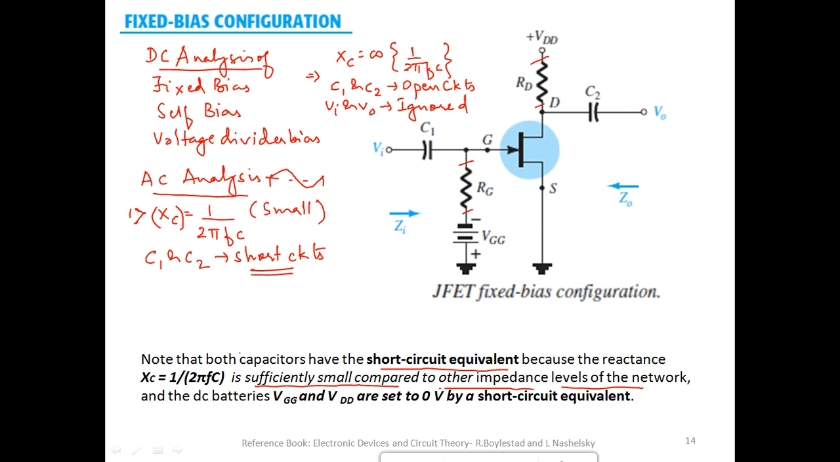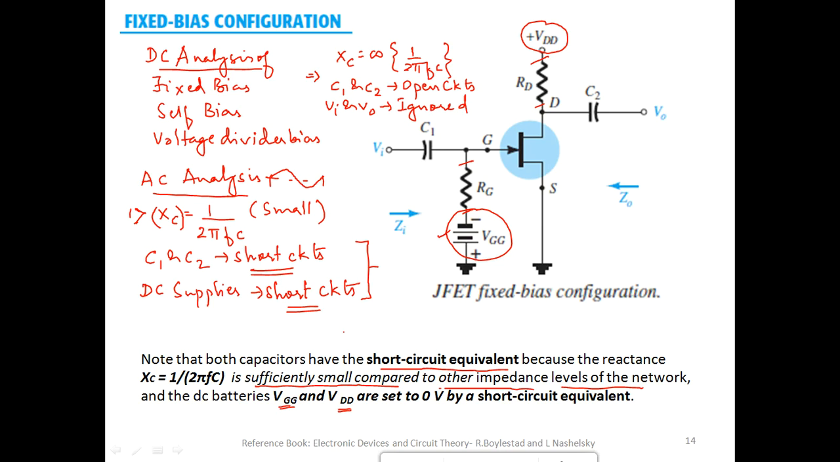Further, what about the DC supplies, VGG and VDD? VGG is here and VDD is over here. So these two voltages should also be replaced by short circuits. So just write: DC supplies should also be replaced by short circuits. These two are the most important steps in AC analysis, right?